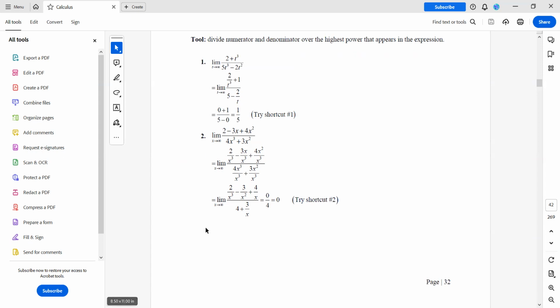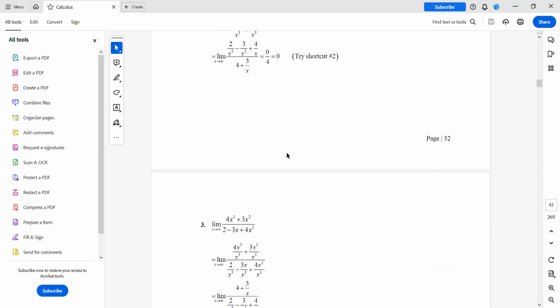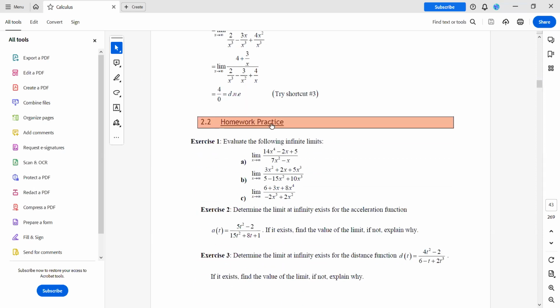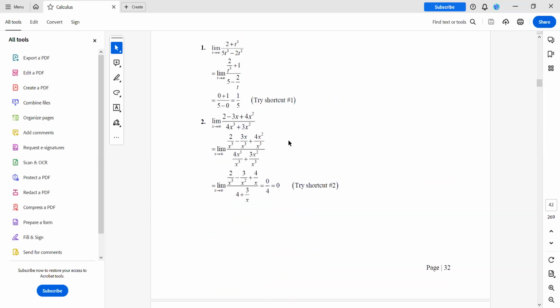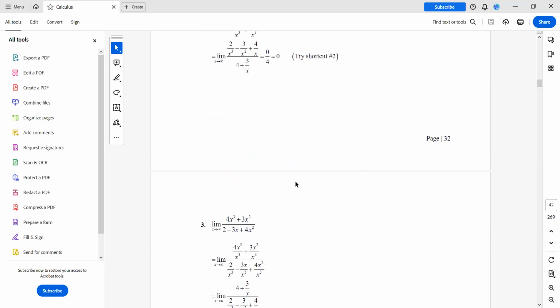So when you put in x as infinity, you automatically have 0 at the numerator, then the denominator, you have 4. So 0 divided by 4 is equal to 0. And you do the same thing. Yeah, that's basically everything about finding limits when t is infinity.